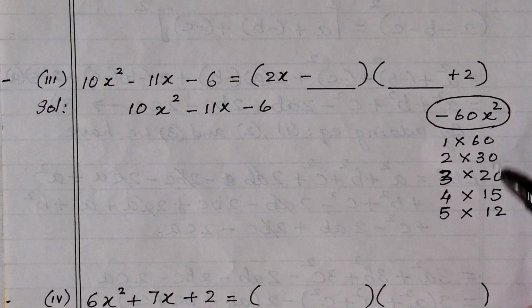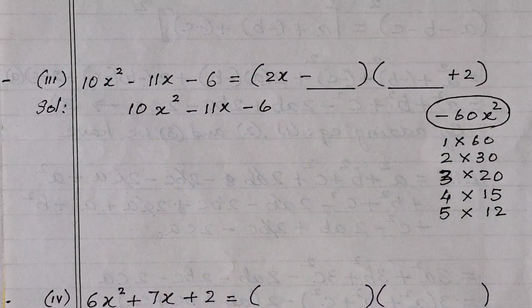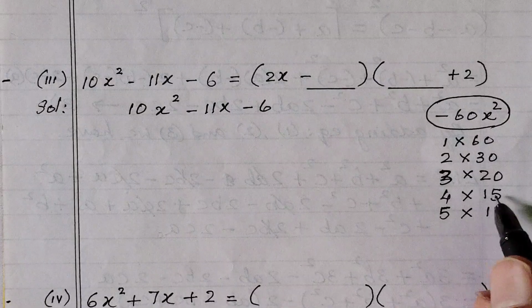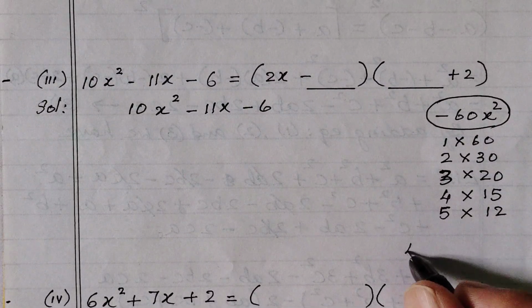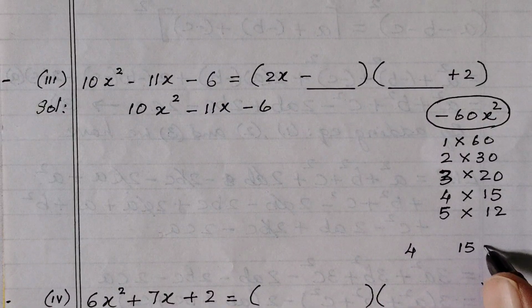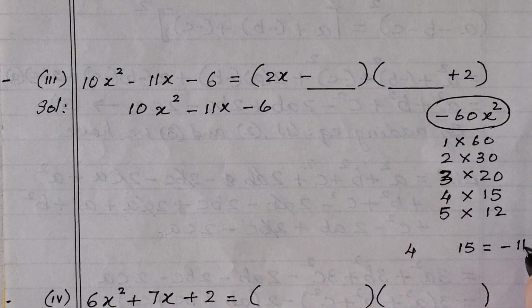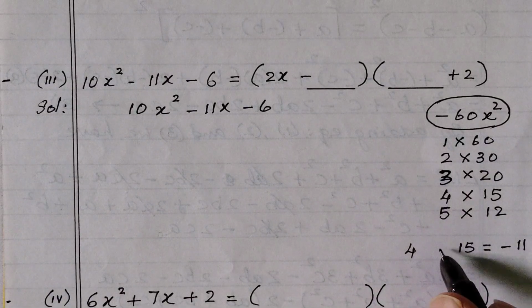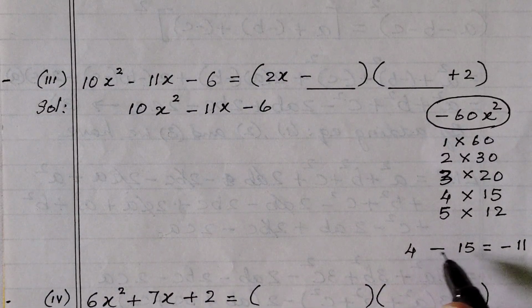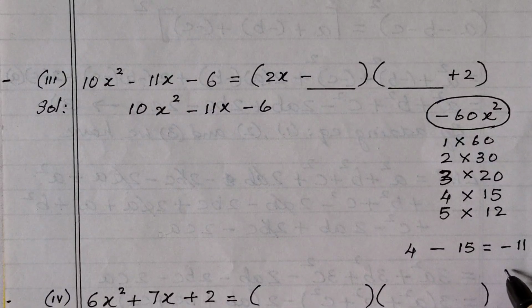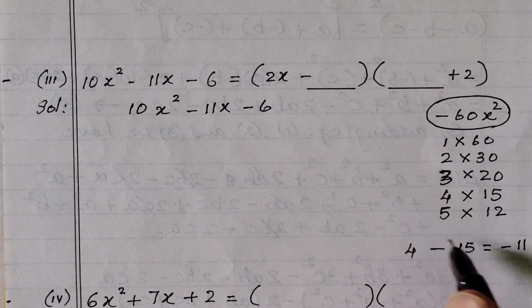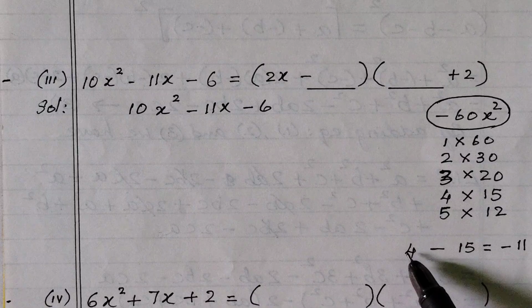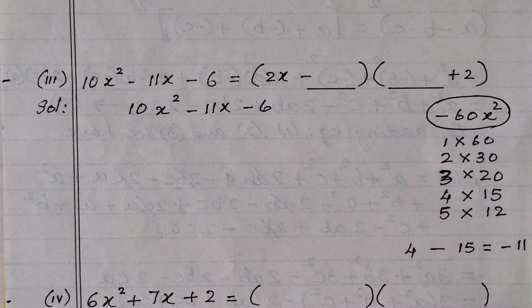Now check which pair of factors can give me 11. You can see here 4 and 15. If I subtract 4 from 15, I am getting 11. So 4, 15, but I want minus 11. So I will give minus for the bigger number. So plus 4 minus 15, I will get minus 11. Now again I will check. Plus 4 into minus 15, am I getting minus 60? Yes. Plus 4 into minus 15 is minus 60.